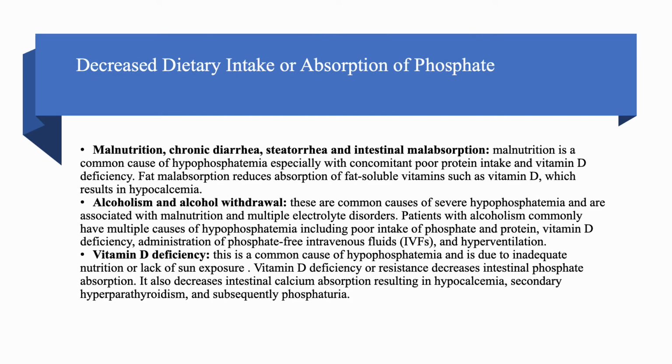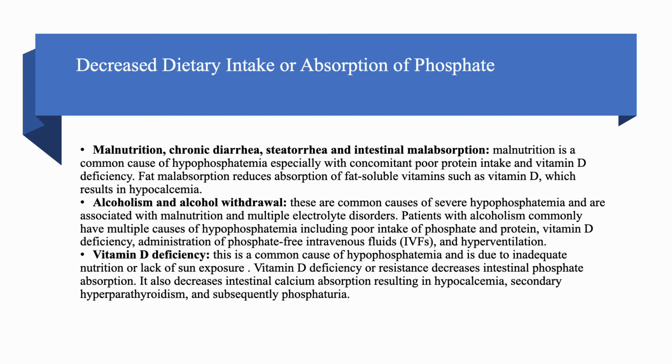Let's talk about decreased intake or decreased absorption of phosphate. Here, these are the big ones. The things you see on the screen are really very common: malnutrition, diarrhea, alcoholism, and vitamin D deficiency. These things should come to mind first. So malnutrition, chronic diarrhea, steatorrhea, intestinal malabsorption are common causes of hypophosphatemia, especially when you have vitamin D deficiency. Now, fat malabsorption reduces absorption of fat-soluble vitamins such as vitamin D, and that also will result in hypocalcemia. So many times you see both hypocalcemia and hypophosphatemia.